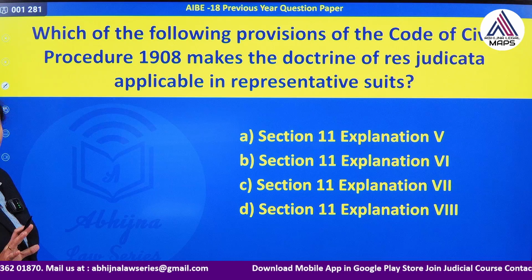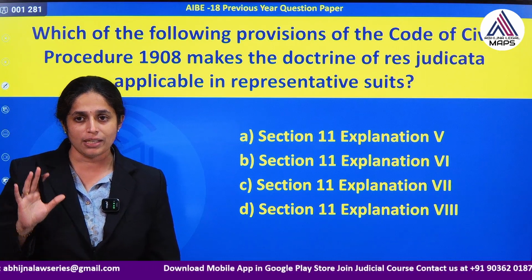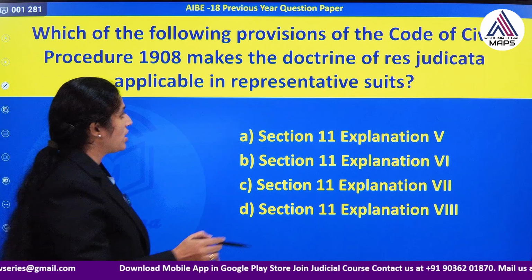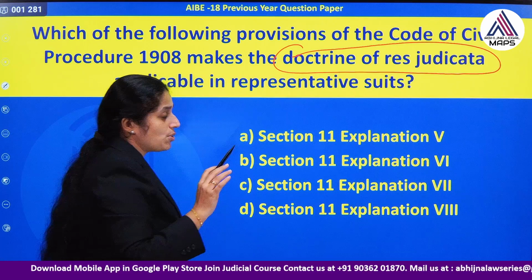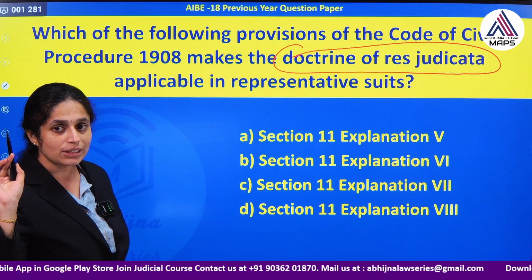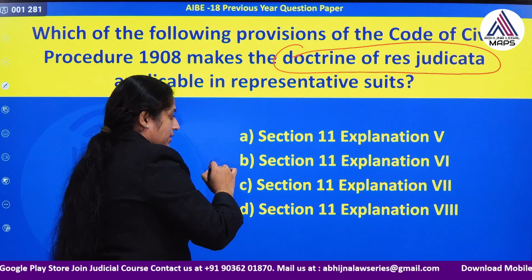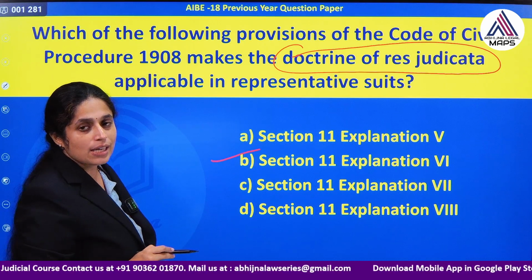Which of the following provisions of the Code of Civil Procedure makes the doctrine of res judicata applicable in representative suits? So, section 11 speaks regarding doctrine of res judicata, and res judicata has 8 explanations. Among the 8 explanations, explanation 6 of section 11 speaks regarding representative suits. Okay. So, B is the answer.